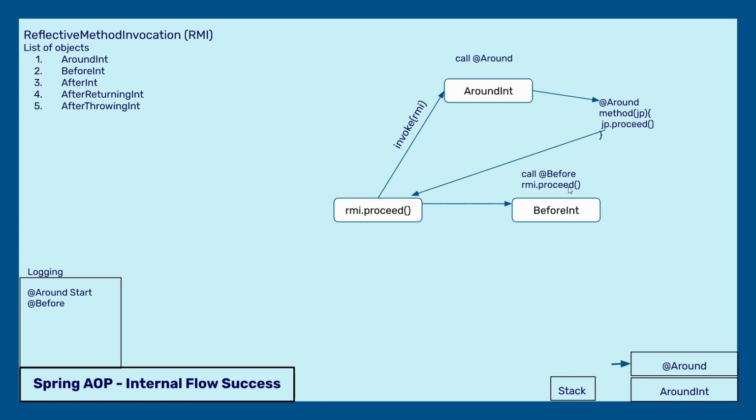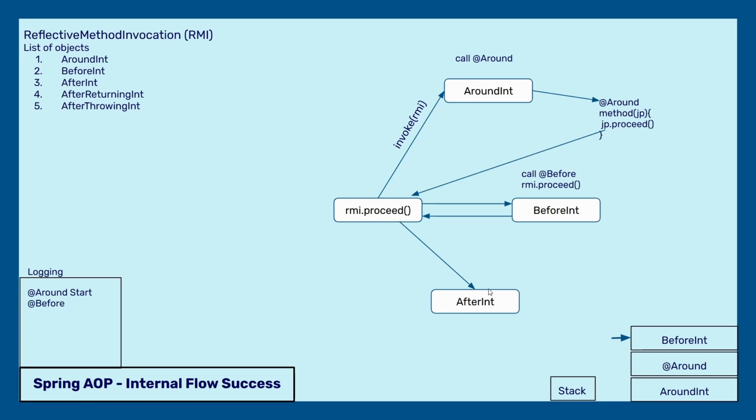The next step that happens over here is rmi.proceed. In a sense, the proceed method is called again. And since the invoke method in this before interceptor is not yet completed, it goes to the stack. The next in our list of objects is after interceptor. The invoke method of the after interceptor is called. Note that every arrow going out of this proceed always calls the invoke method, and every arrow coming inside here is always calling the proceed method.